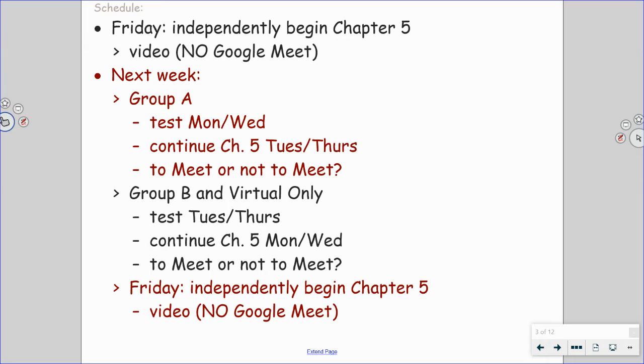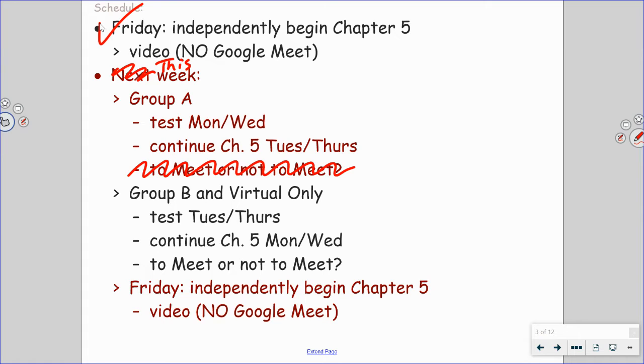Just a quick reminder of the schedule. Friday finished. So here we are with, we'll call it this week. Now, Group A will be taking Chapter 4's test Monday, probably needing Wednesday to finish it up. And so you'll start up Chapter 5 Tuesday, Thursday, and we decided that there will be no Google Meet this week due to people taking a test in class. It's hard for Mr. Cowan to be teaching at that same time.